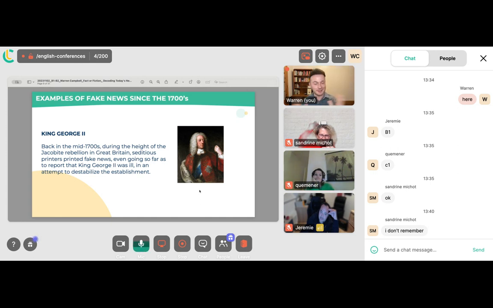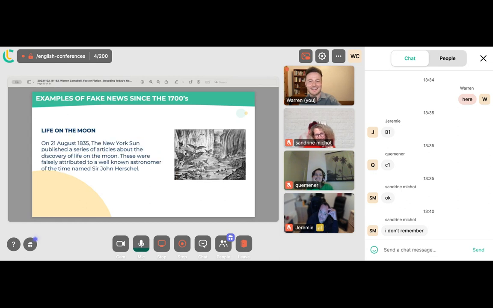So basically, they were publishing fake news to make the royal family look bad. Life on the moon. On the 21st of August, back in 1835, the New York Sun published a series of articles about the discovery of life on the moon. They were falsely attributed to a well-known astronomer of the time named Sir John Herschel.